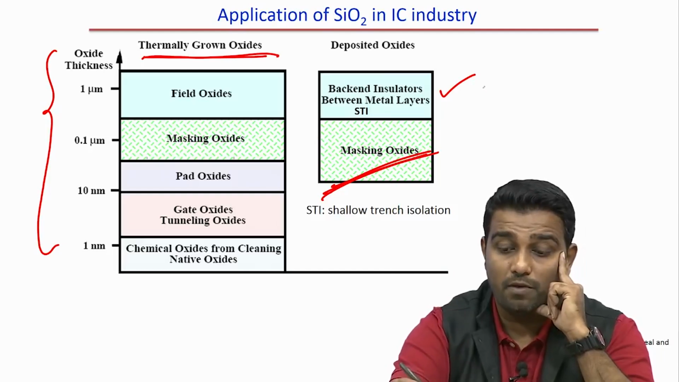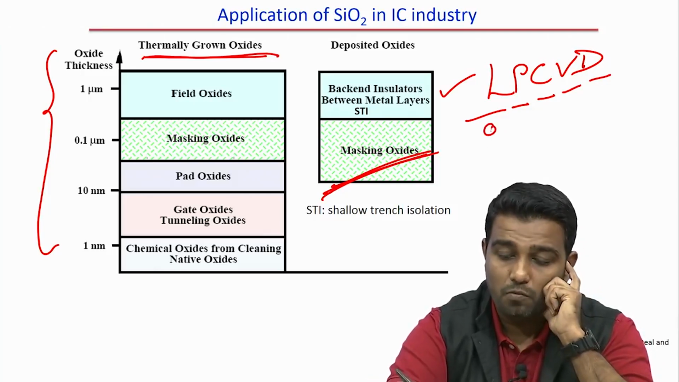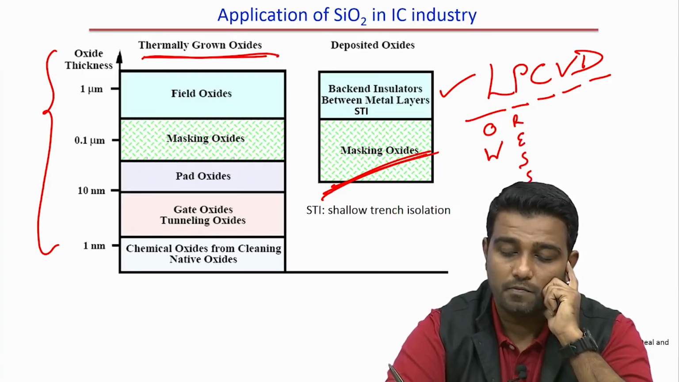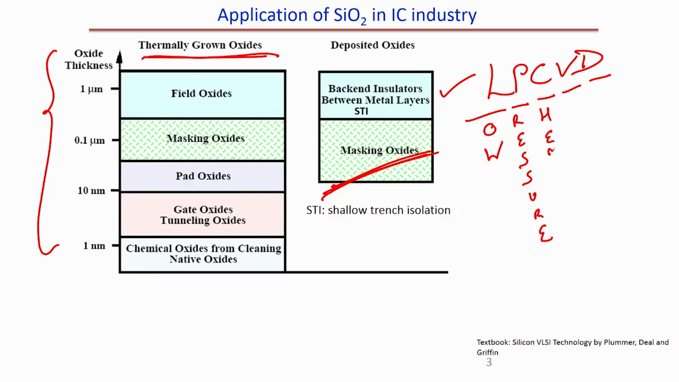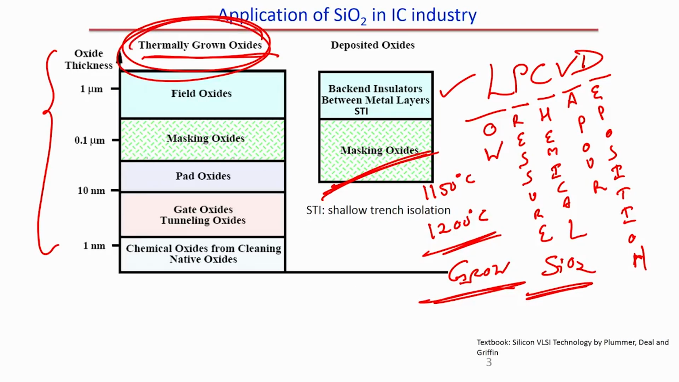So, there are two things that we have to remember. One is called LPCVD, low pressure chemical vapor deposition. All right, low pressure chemical vapor deposition. This is carried out at 1150 degree centigrade to 1200 degree centigrade. This is to grow silicon dioxide, thermal grown oxide. All right.